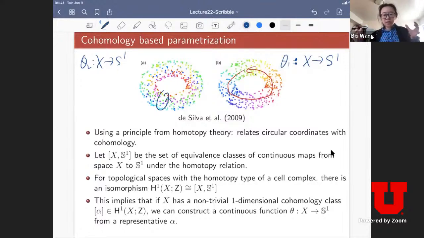So the interesting thing about this parameterization is that it is kind of independent of the quality of your embedding, the quality of your dimensionality reduction. Because as long as you can trace out the rainbow color, it will tell you that there is a loop in the high dimensional space just by following this rainbow color along S1.